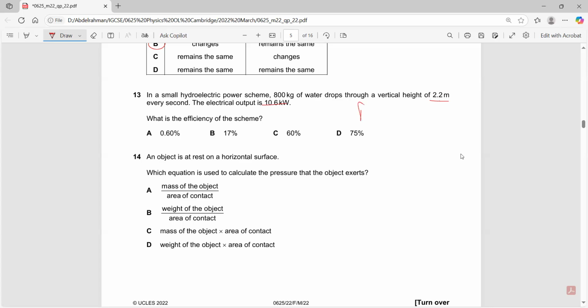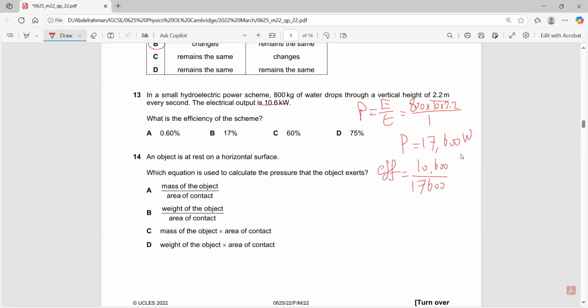To find the power, this would be the energy over the time taken. The energy would be the gravitational potential energy, mgh: 800 times 9.8 or times 10 times 2.2 divided by the time, which is every second. What is this value? 800 times 10 times 2.2 is 17,600 watts, right? So the power is now equal to 17,600 watts. This is the total input. The total output is 10,600. Can I find the efficiency? Yes, the efficiency would be equal to 10,600 divided by 17,600.